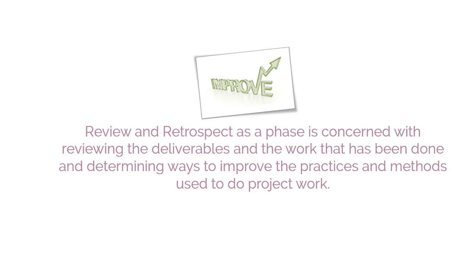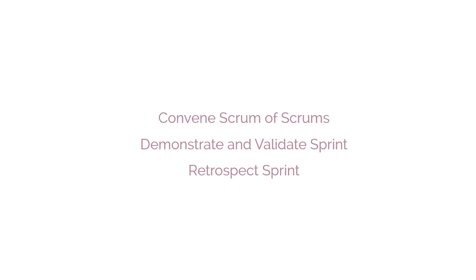Now, let's just have a quick wrap-up of what we've learned in this video. So far, we have seen that review and retrospect, as a phase, is concerned with reviewing the deliverables and the work that has been done and determining ways to improve the practices and methods used to do project work. This phase is carried out through 3 processes, namely Convene Scrum of Scrums, Demonstrate and Validate Sprint, and Retrospect Sprint.